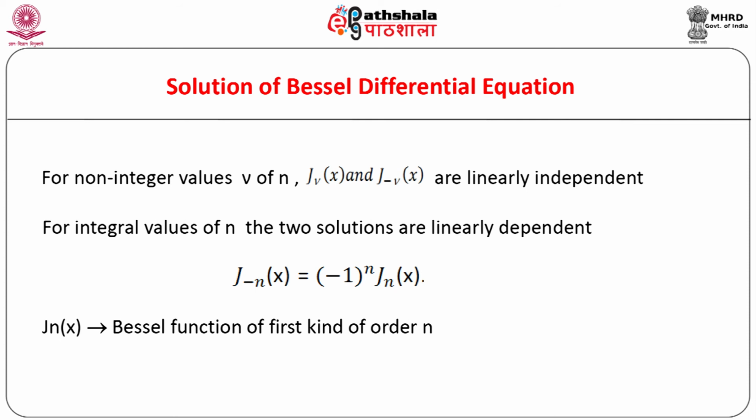Let nu be equal to n, an integer. Then the two solutions are linearly dependent, satisfying the relation J of minus n x is equal to minus 1 raised to n into Jn of x. The solution Jn x is known as Bessel function of first kind of order n.